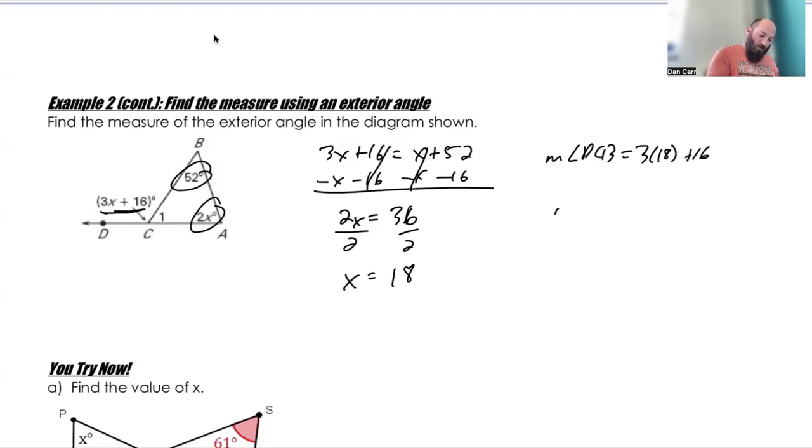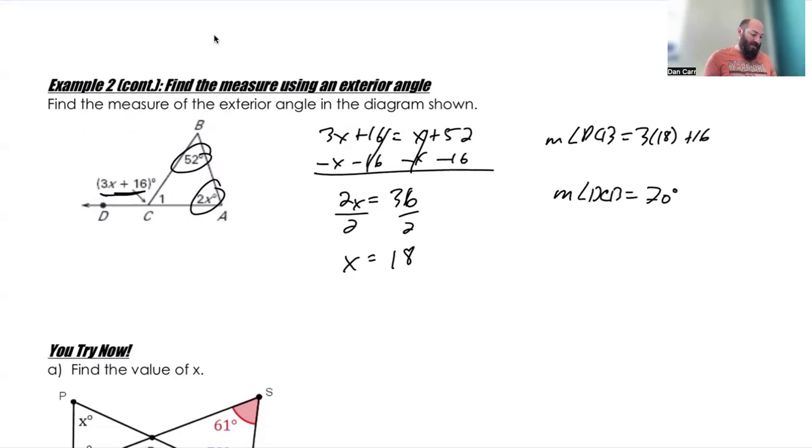So the measure of angle DCB is equal to, oh, one second. That doesn't seem quite right. 3 times 18 plus 16 is 70 degrees. Okay, not drawn to scale, but that's fine. So it equals 70 degrees.